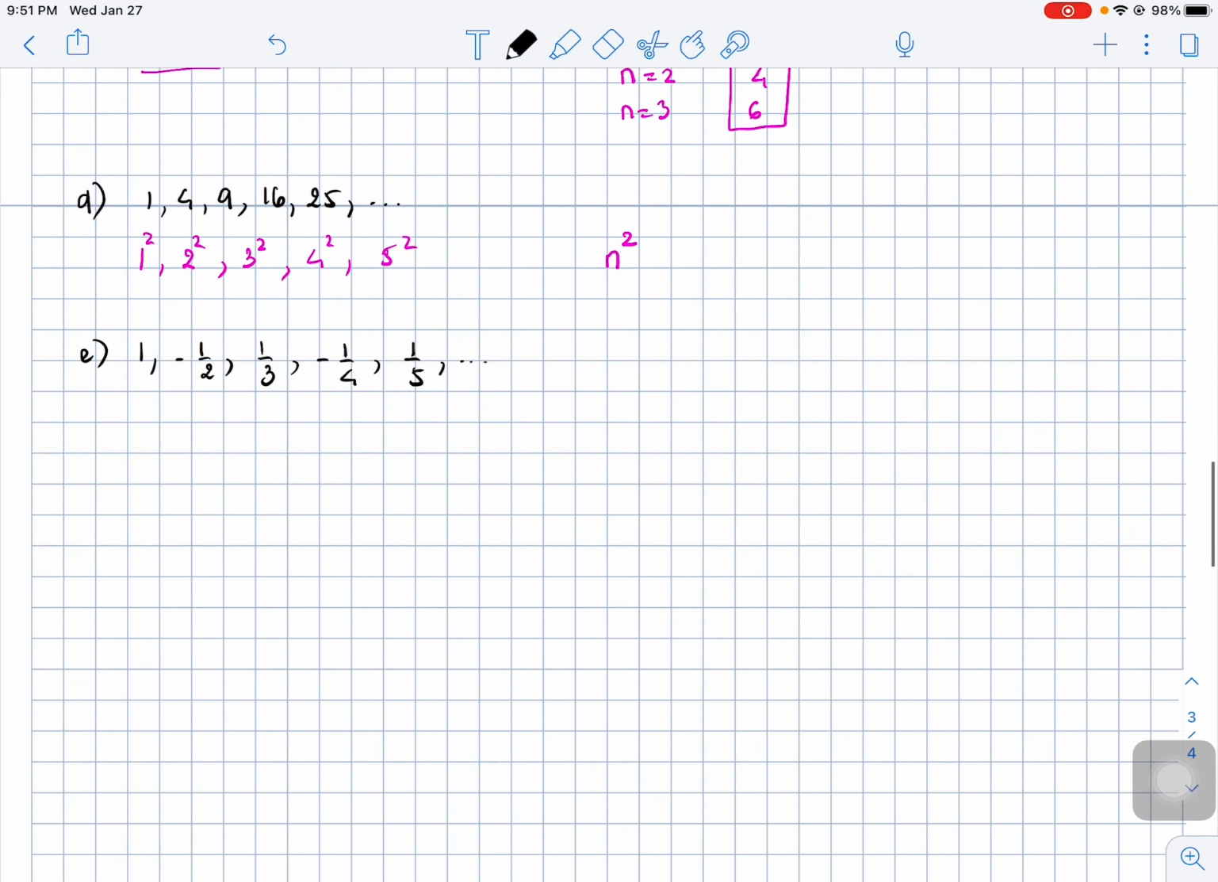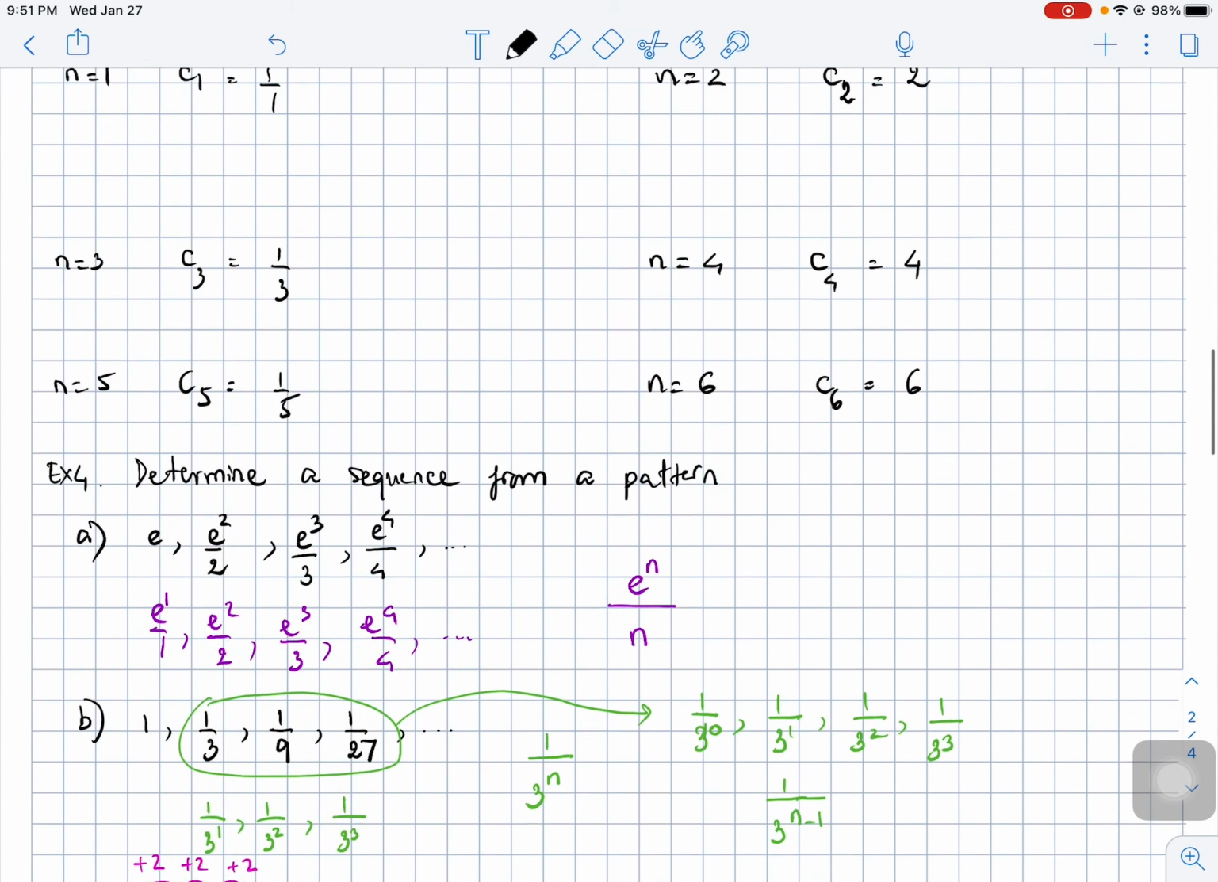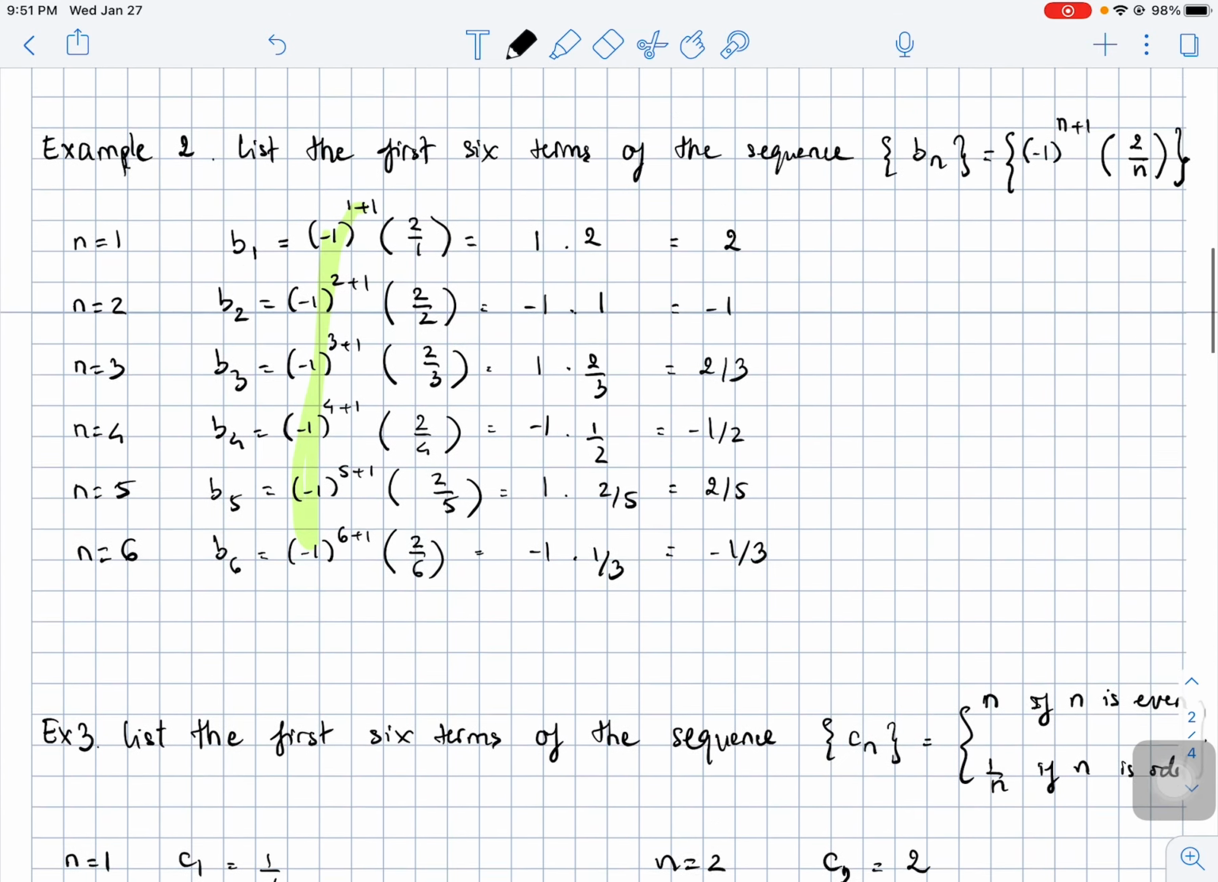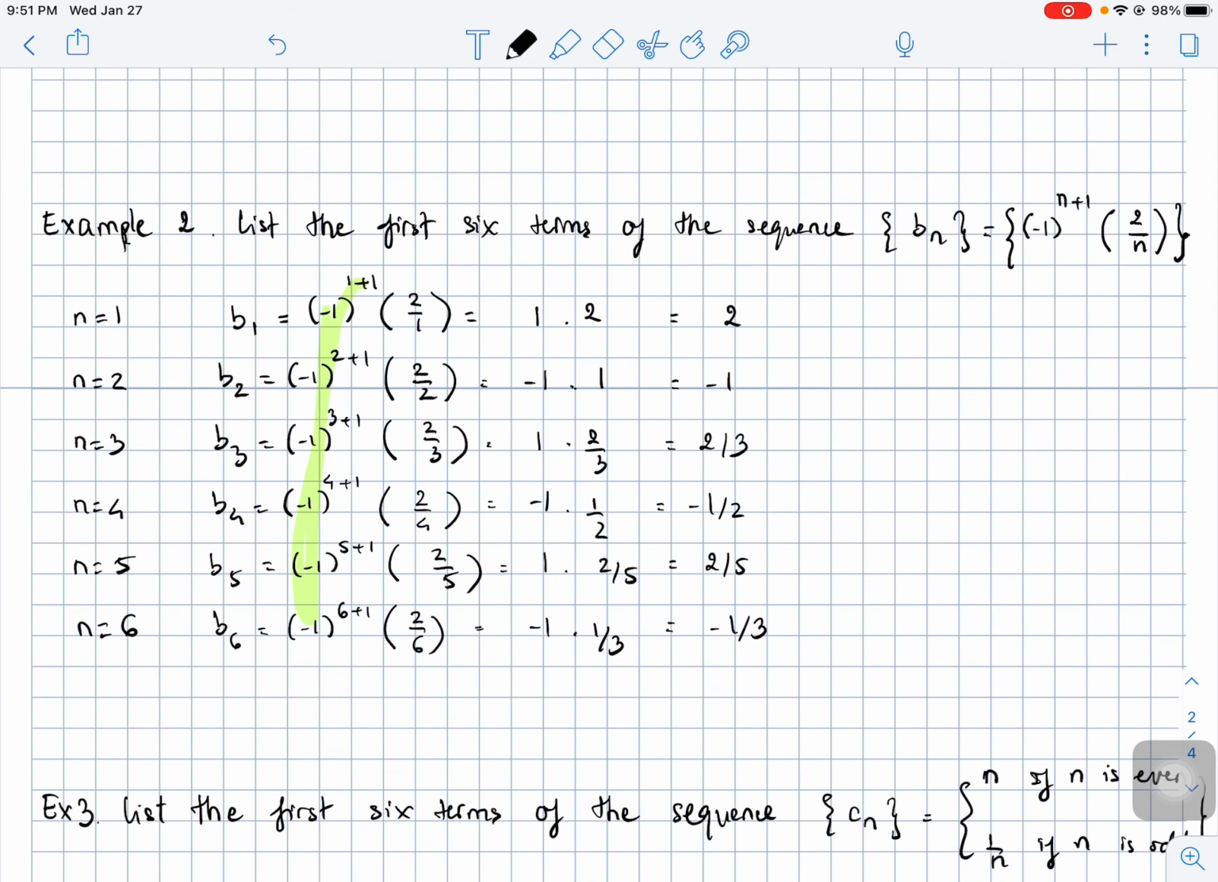Now problem E, we will forget about the minus in the front. We can write 1 over 1, 1 over 2, 1 over 3, 1 over 4, 1 over 5. Then the sequence we should have is 1 over n. With the minus alternating, you remember a problem. We go back to problem B before. We have the minus: negative 1 to the n plus 1.